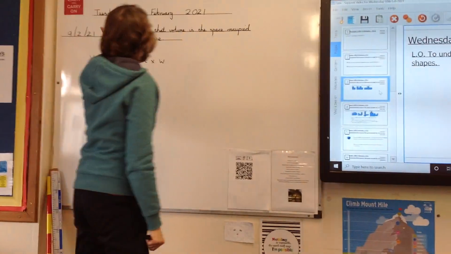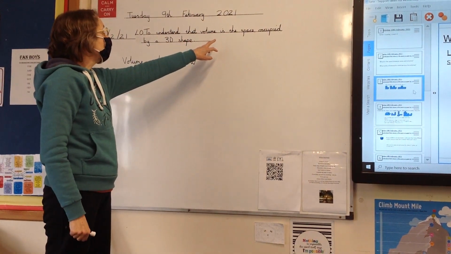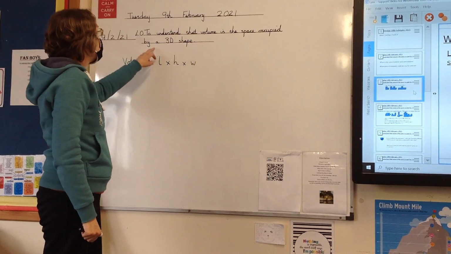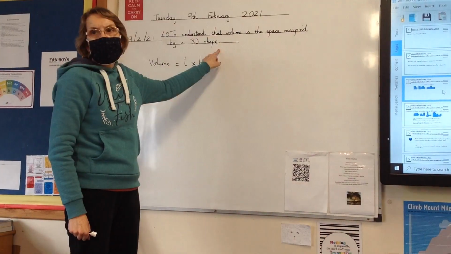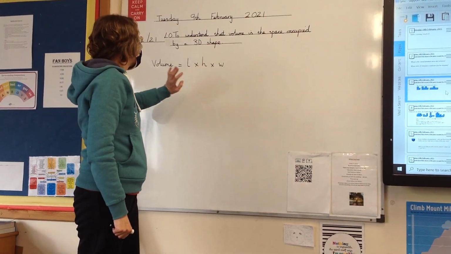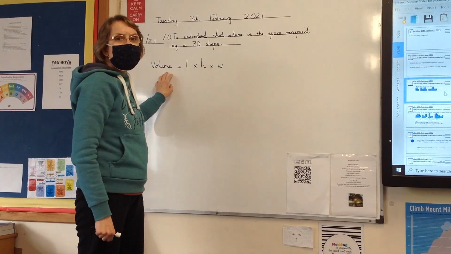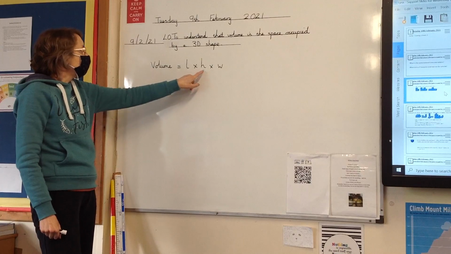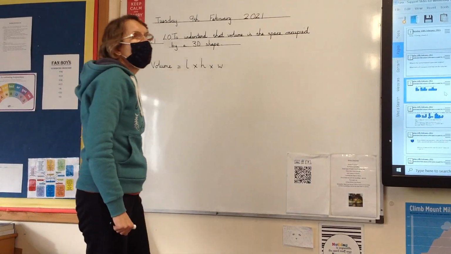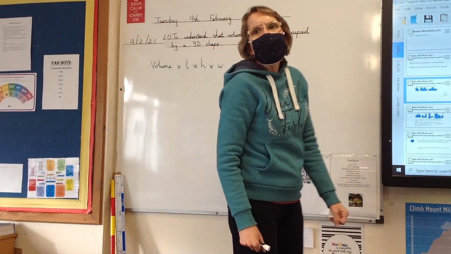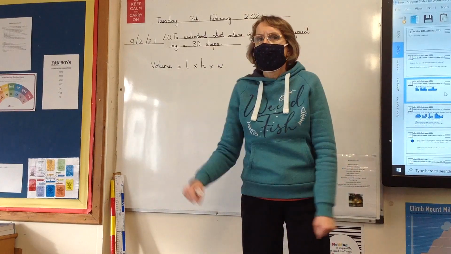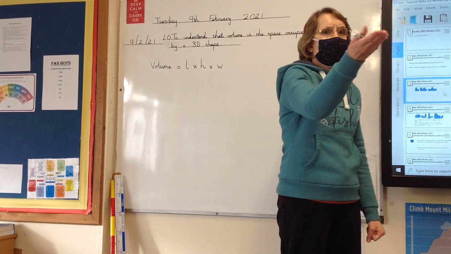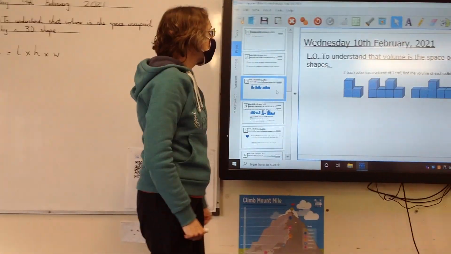We're going to look and understand that the volume is the space occupied by a 3D shape. And yesterday we looked at the formula for finding volume, and the formula is? Length times height times width. Good, okay. Sometimes we don't need to use the formula. What could we do instead? Count the cubes. Count the cubes, well done.